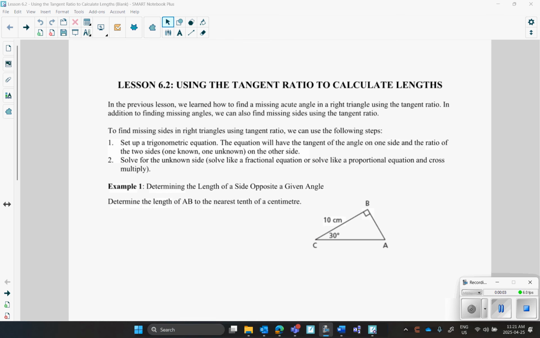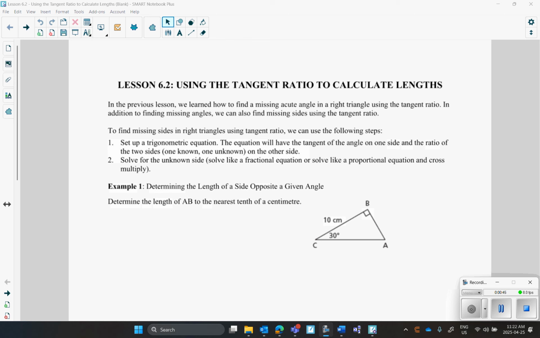So in the last lesson, we talked about how we can use a certain trig ratio or a trig function called tangent, tan for short, to find missing angles in a right triangle. We can also use tangent to find missing sides, depending on the information we're given. So I just want to look at 3 examples. Remember what I told you yesterday when we did them? Set up the equation and use algebra to solve it.